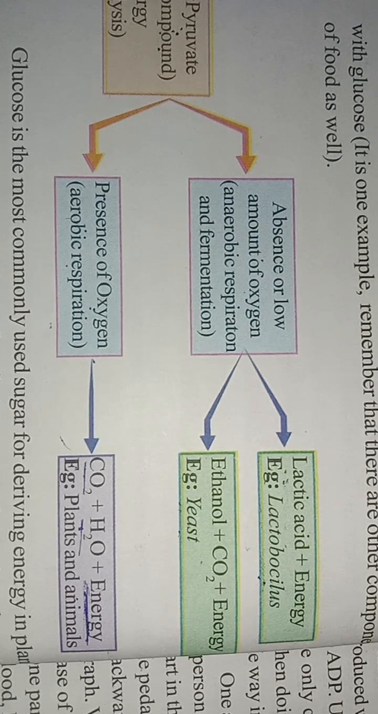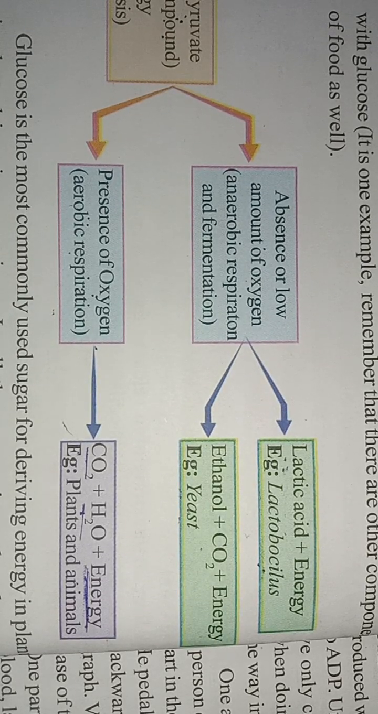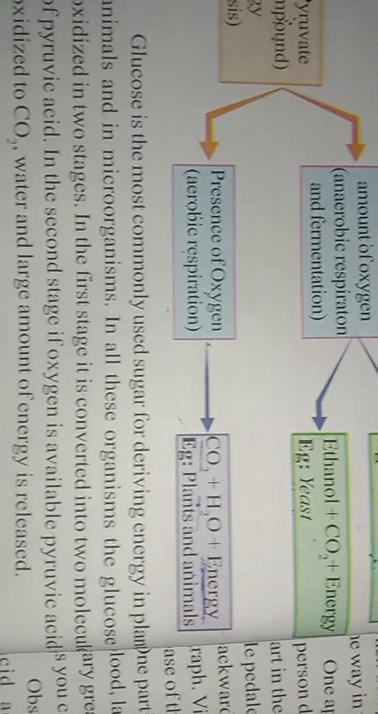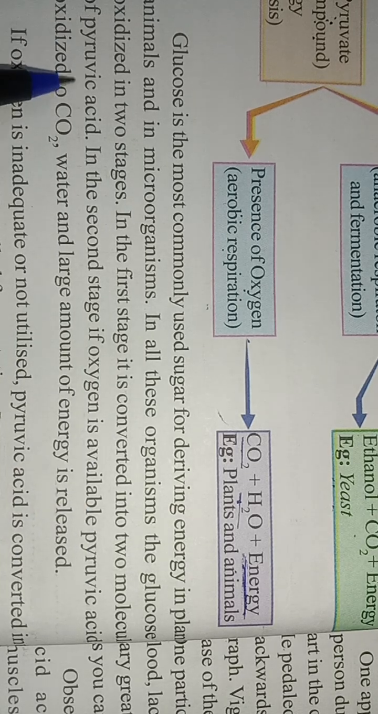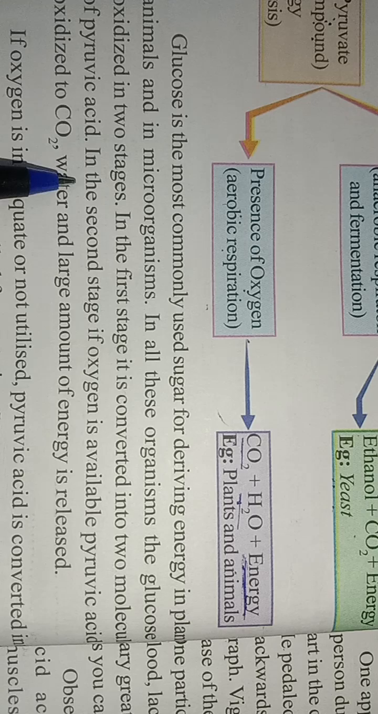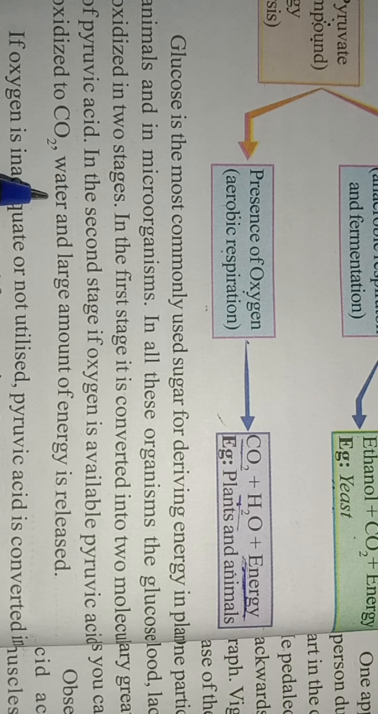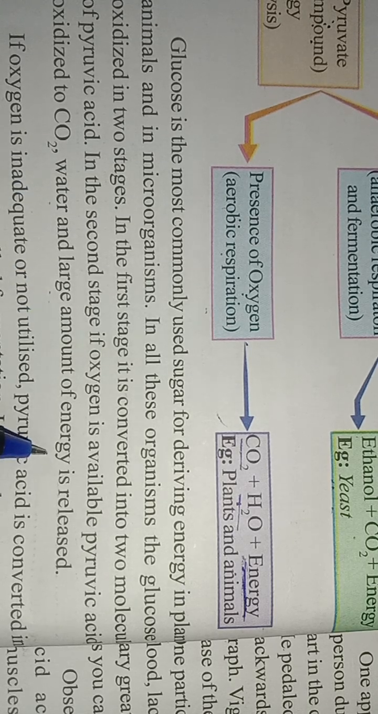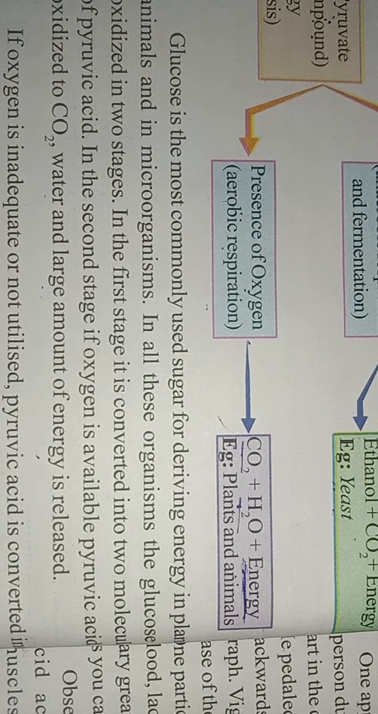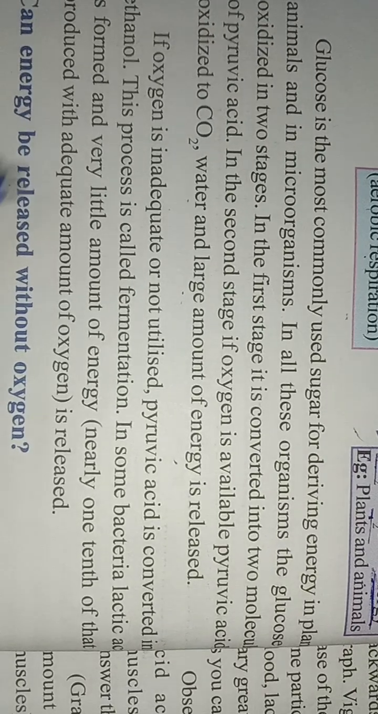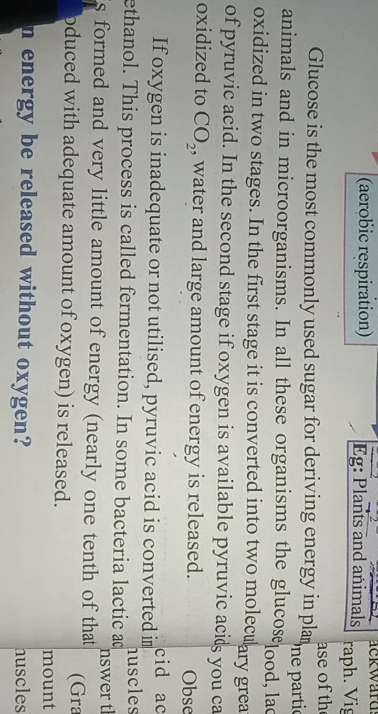Glucose is the most commonly used sugar for deriving energy in plants and animals. In all these organisms, glucose is oxidized in two stages. In the first stage, it is converted into two molecules of pyruvic acid. In the second stage, if oxygen is available, pyruvic acid is oxidized to CO2, water and a large amount of energy. So whenever pyruvic acid combines with oxygen, it releases energy plus carbon dioxide and water. Right. If oxygen is inadequate or not utilized, pyruvic acid is converted into ethanol.